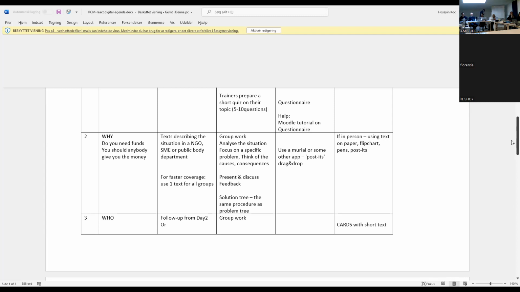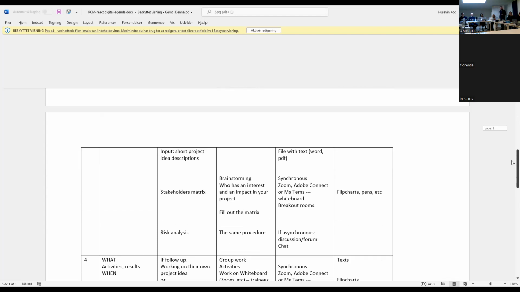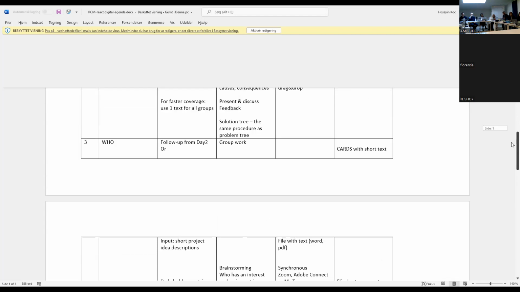Third day is who is participating and who can influence our project. Again, we have... Wait, why is this not filled? We will fill it later. Okay. Thank you for pointing it out. So it should be here: who has interest and who has influence on our project.